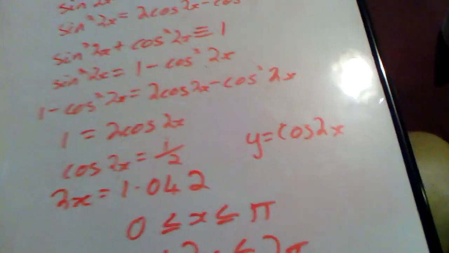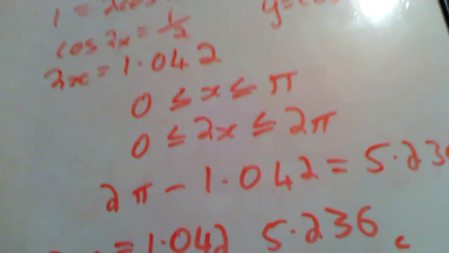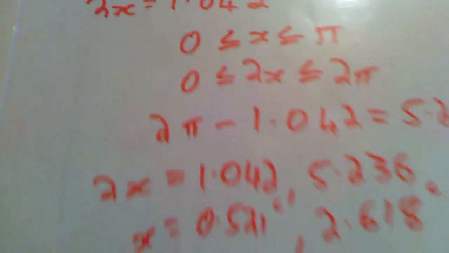Can I just check that really quickly? 0.524. Well, that's rounded up, so who cares? And 2.6. Yeah, that is right. I can assure you that everything I did there was correct.